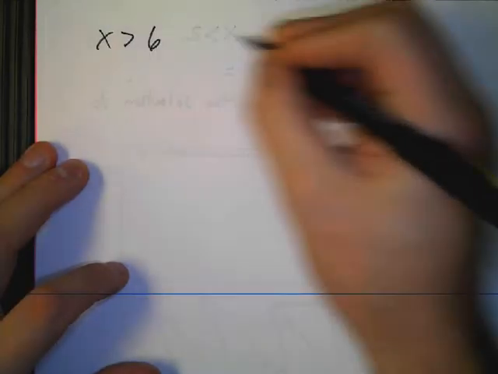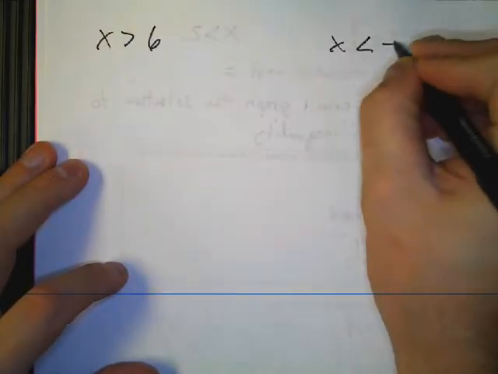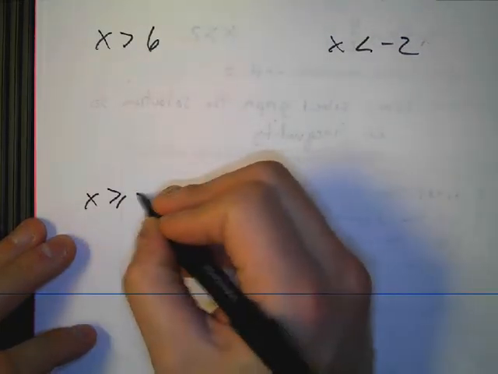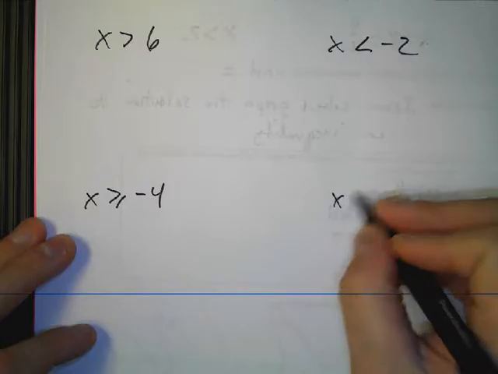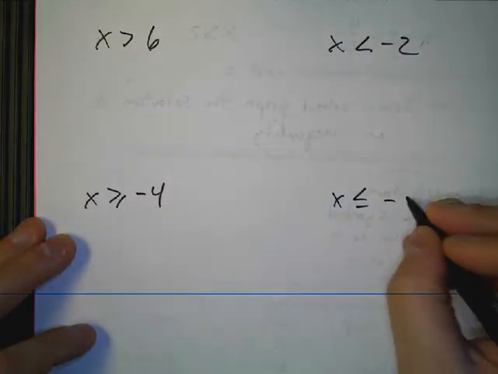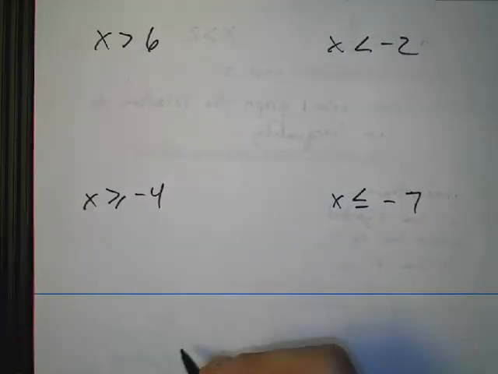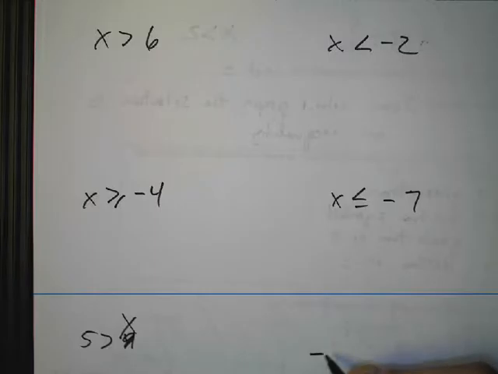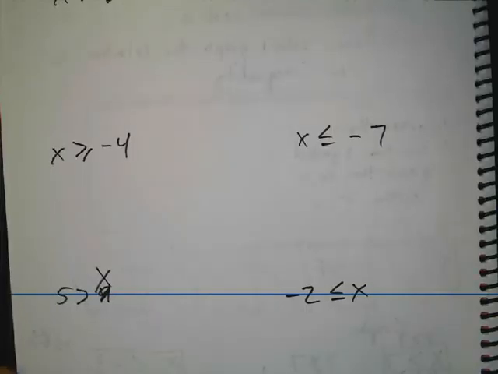So we got x is greater than 6, x is less than -2, x is greater than or equal to -4, x is less than or equal to -7, and let's do 5 is greater than x, and let's do -2 is less than or equal to x. All right. So there are the 6 that I would want you to do. So this is the video, and then you check in with me before we go on to the next part.